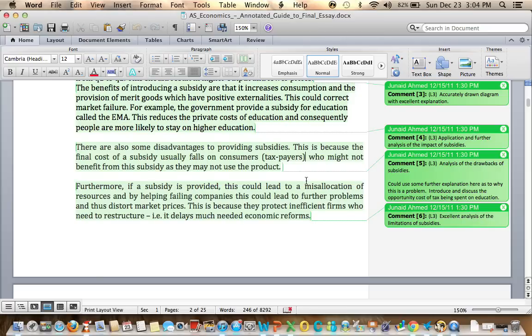Good. This is because they protect inefficient firms who need to restructure, so ultimately delaying needed reforms. This is a great point, that we are giving money to people who are not doing a good job, and therefore we need to eliminate or reduce or remove the subsidy because inefficient firms are now in operation that otherwise would not be.